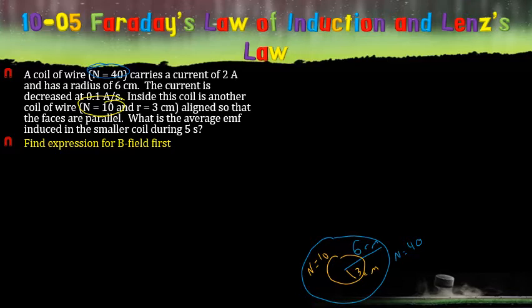Well, I need to find the expression for the B field first. Now, it's the blue outer loop that has the current, so we're going to use it to find the magnetic field. Loops of wire, so we use the magnetic field for loops of wire. Remember, R there is the radius. At the beginning, it has 2 amps of current, so we fill it all in. We've got our number of loops, we have the mu0, we have our current. The radius is 6 centimeters or 0.06 meters.